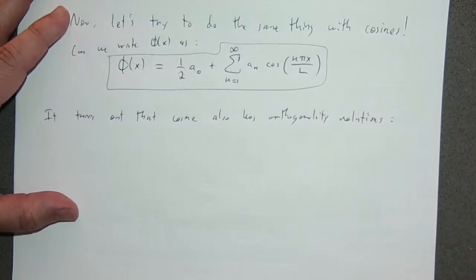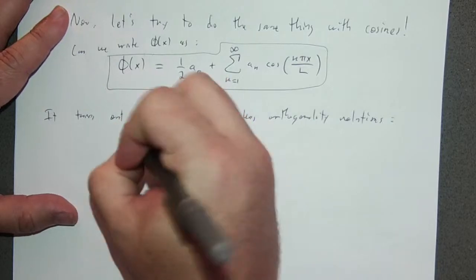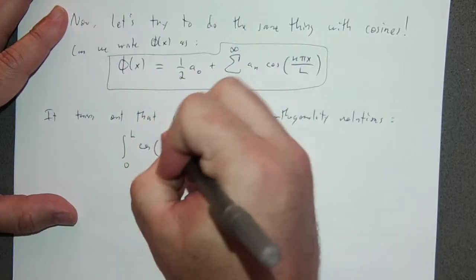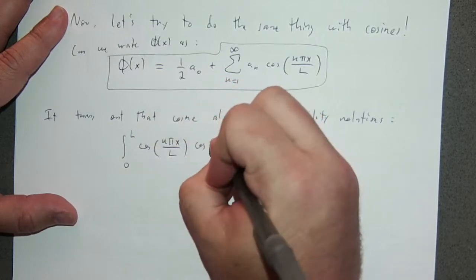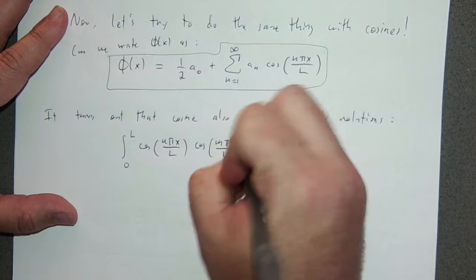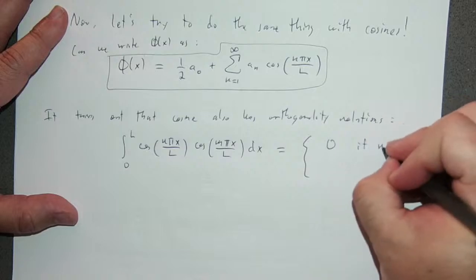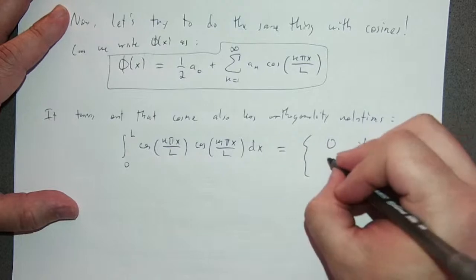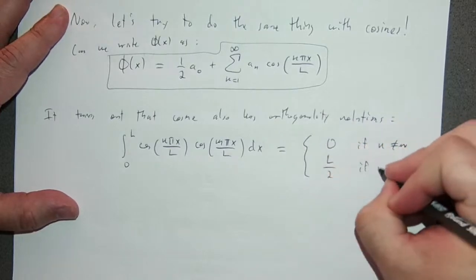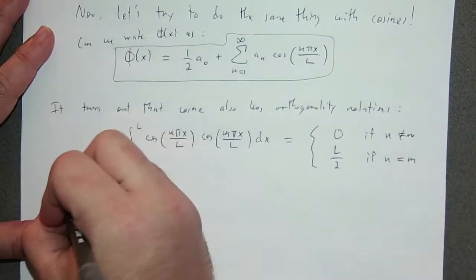Which I'll state in two lines, or I'll state in one as like a piecewise thing here. That if I integrate from 0 to L cosine of n pi x over L times cosine of m pi x over L dx, this is equal to 0 if n is different from m, and it's equal to L over 2 if n and m are equal. Okay.